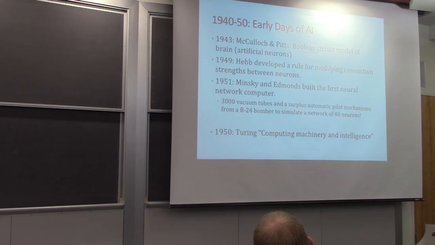The first computer to actually implement one of these neural networks was in 1951, by Marvin Minsky, a prominent early researcher in artificial intelligence, who is still a professor at MIT. He built this as part of his PhD work, and it took 3,000 vacuum tubes that he scrounged from a bomber after World War II, and it could do a whole 40 neurons, right?